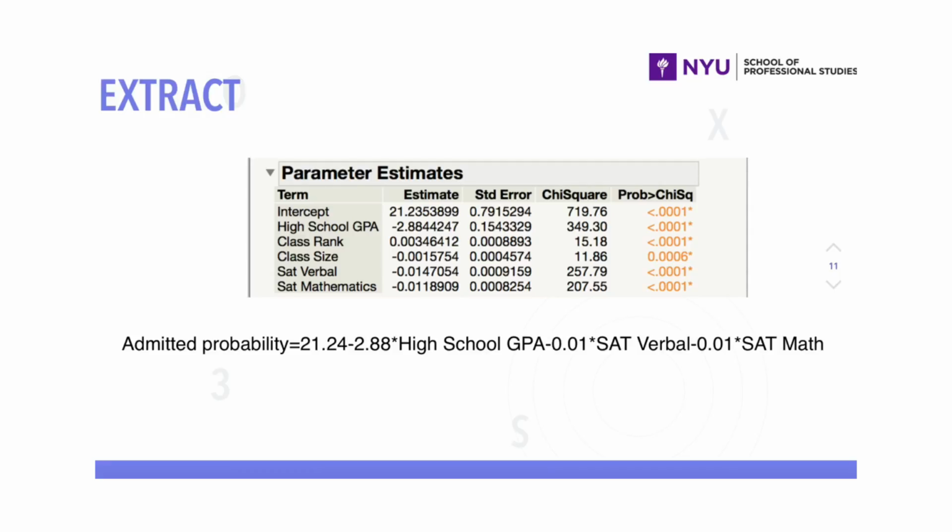NYU can use this formula to predict whether a student will be admitted to control the quantity of offers. Besides, the R-square is 0.52, which means the model fits the data moderately.